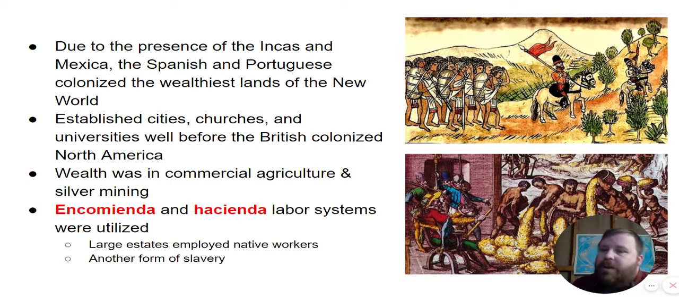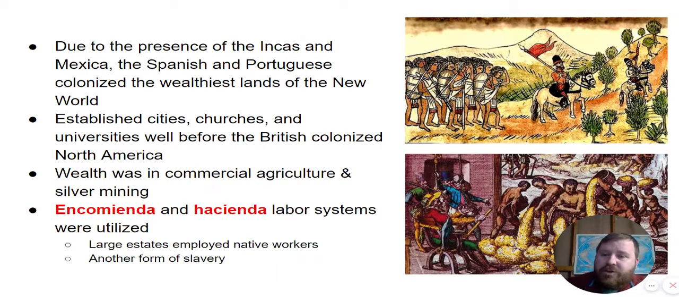Wealth was in commercial agriculture and silver mining, so that's where they get most of their money from. It's from commercial agriculture like sugar plantations, cotton plantations, coffee plantations, those sorts of things, and from silver mining. Silver mining is huge in these Latin American colonies.